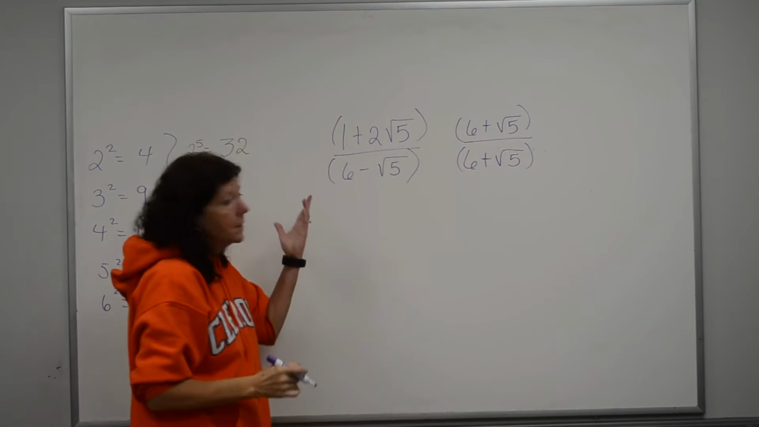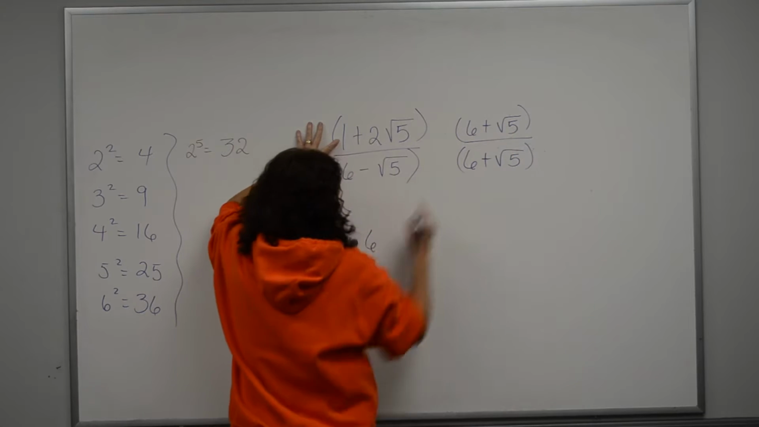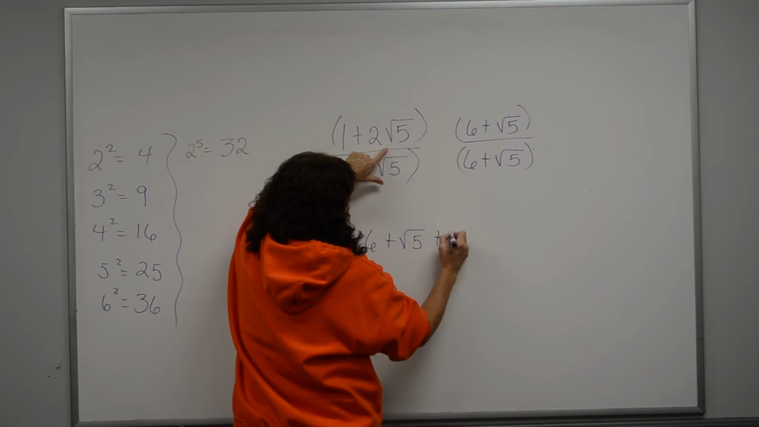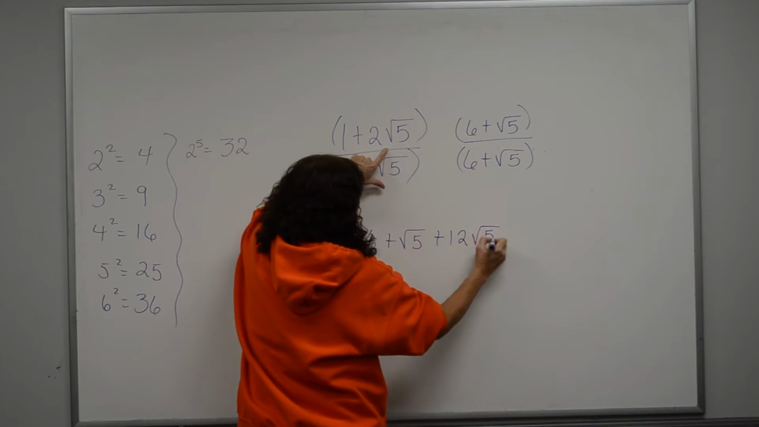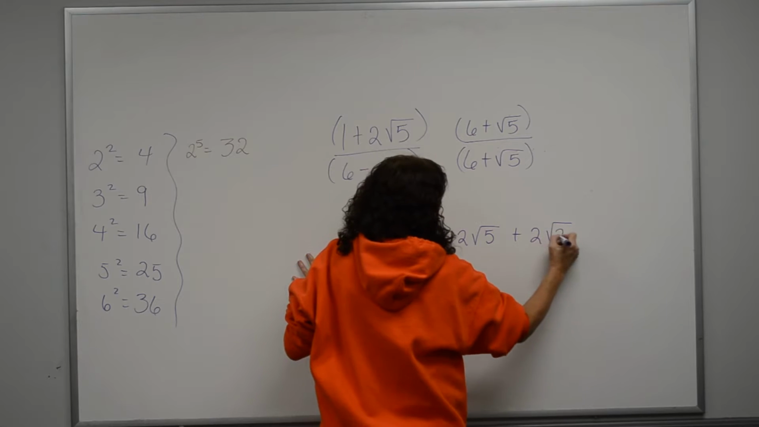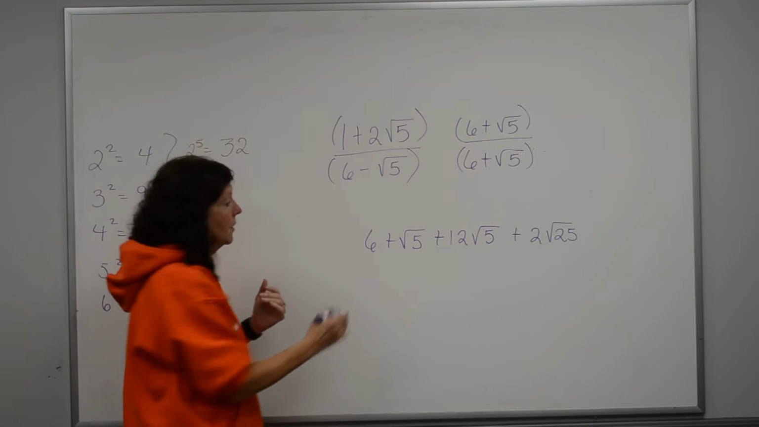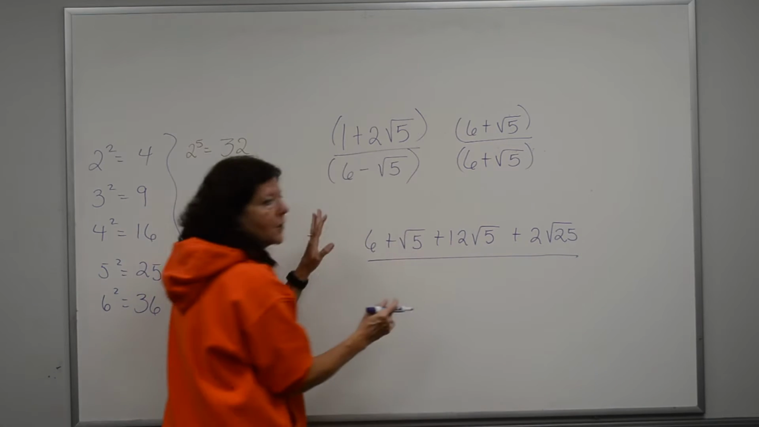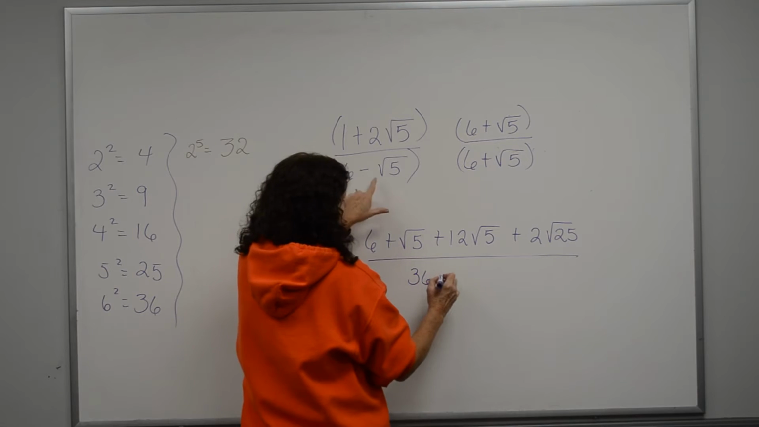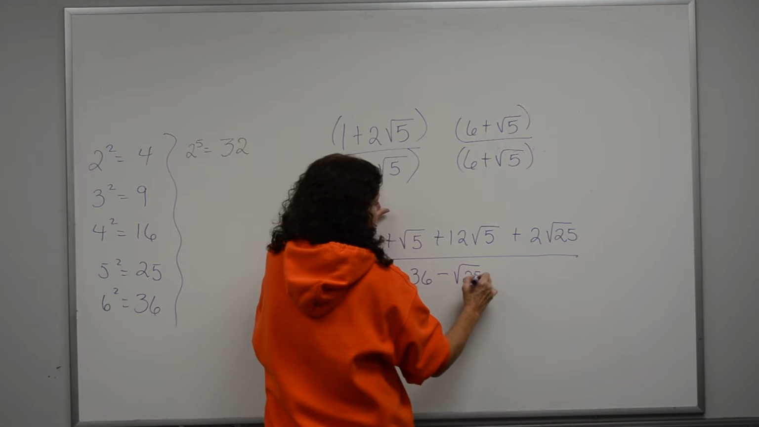All right, on the top, I'm going to go 6 times 1, which is 6. Then I'm going to do the outside, which is the square root of 5. Then I'm going to do the inside, which is 12 on the square root of 5. And then the last, which is 2 on the square root of 25. Now some of these you're going to be able to write down. On the bottom, I'm just going to do first and last. 6 times 6 is 36. Minus, because it's going to be a negative times a positive, the square root of 25.